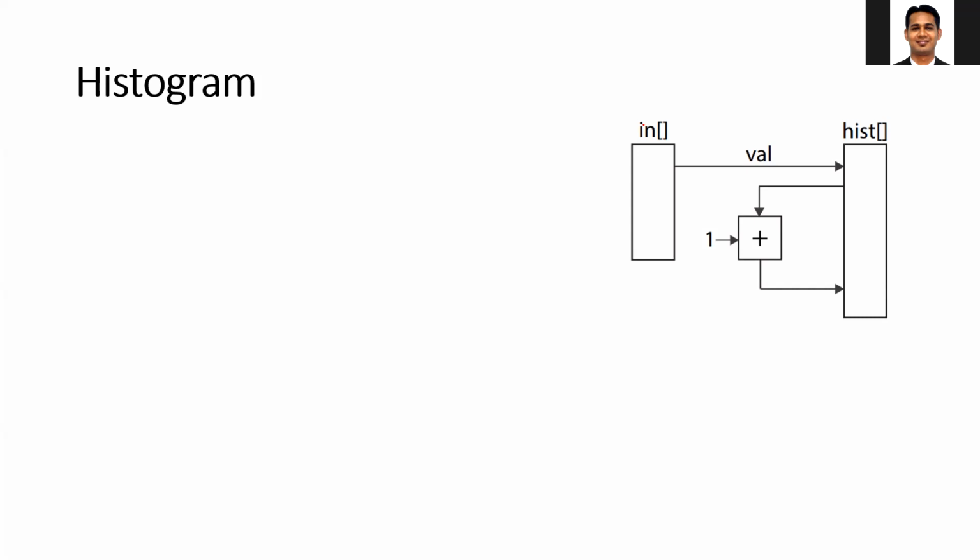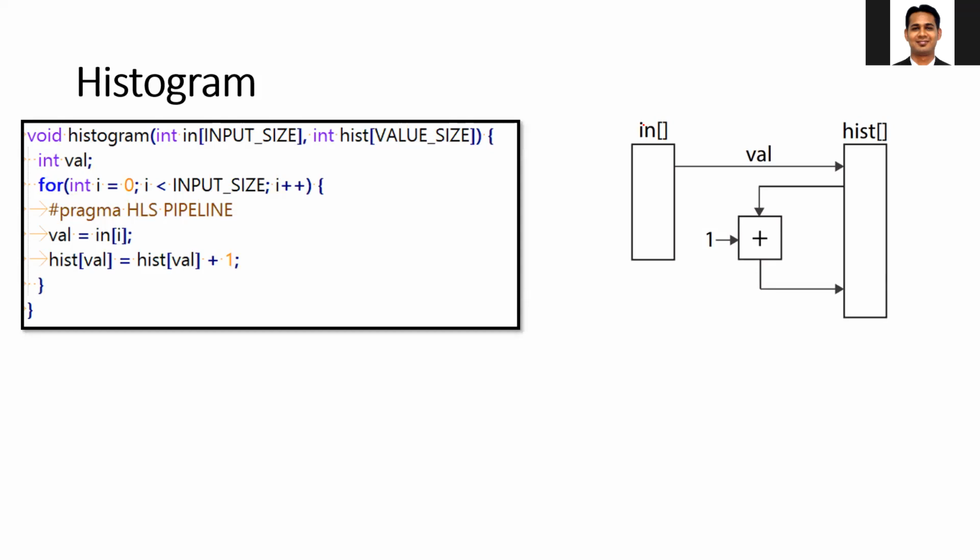So how many times the pixel value was 0, how many times the pixel value was 1, and how many times the pixel value was 255. That count is given by this histogram. In the simple example, you can see that I have the input. I'm reading one sample of the input, and then I'm calculating the histogram of the corresponding input.